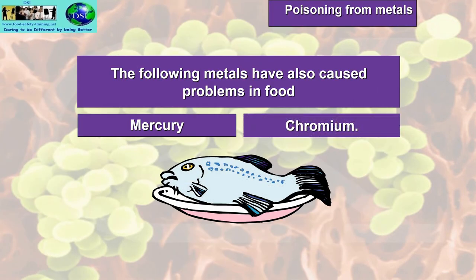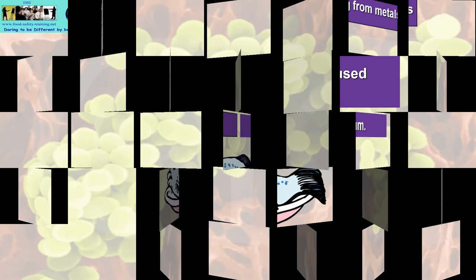The following metals have also caused problems in food: mercury and chromium, especially mercury, which has been found in fish that inhabit coastlines around mining communities. There was a big problem, might still be a problem, down in Cornwall, where tin mining used to be one of the biggest industries. But tin mining does release mercury into the water. This is then taken up by the fish and goes into their body tissues. Then it enters the food chain when we eat the fish.